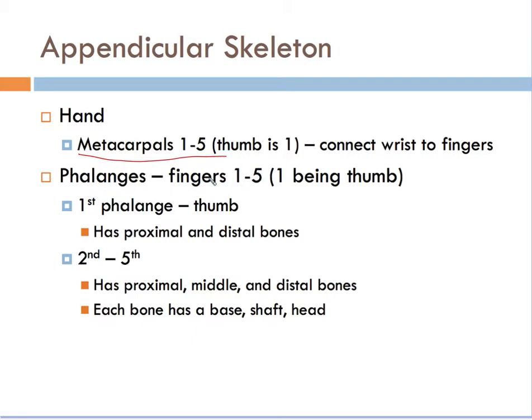And then phalanges, same way. Your first phalange is your thumb. Your thumb only has a proximal bone and a distal bone, whereas the rest of them have a proximal, a middle, and a distal phalanx. So phalange is the whole finger. A phalanx is the digit. So all of your fingers have 3 phalanxes, 3 digits. Your thumb has 2. But those are your carpals and metacarpals and phalanges.